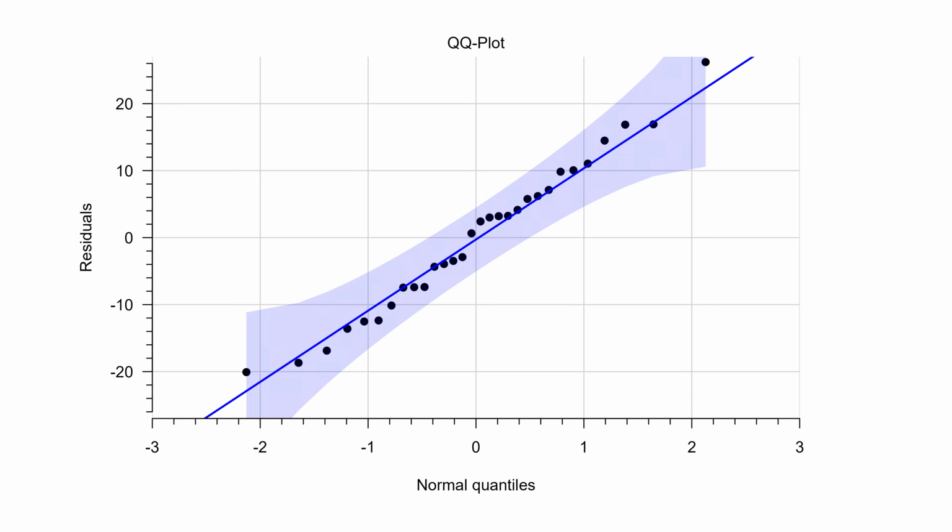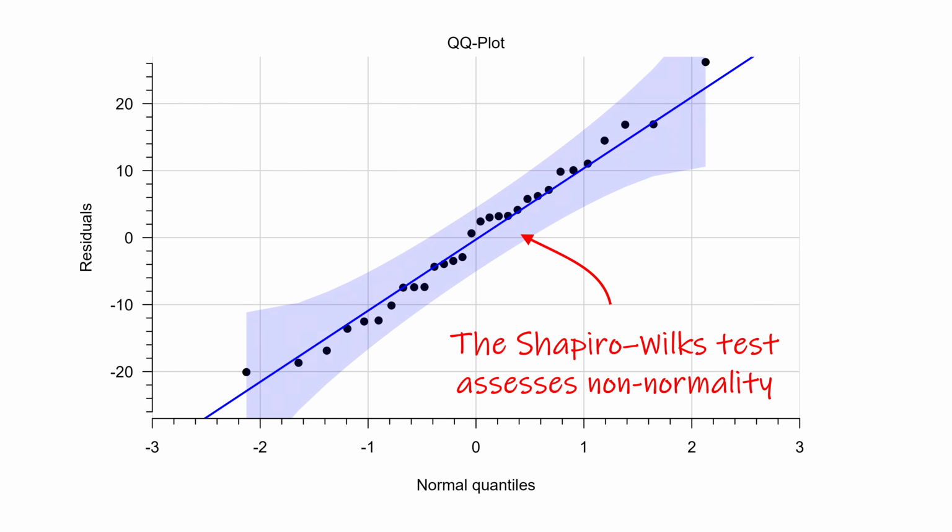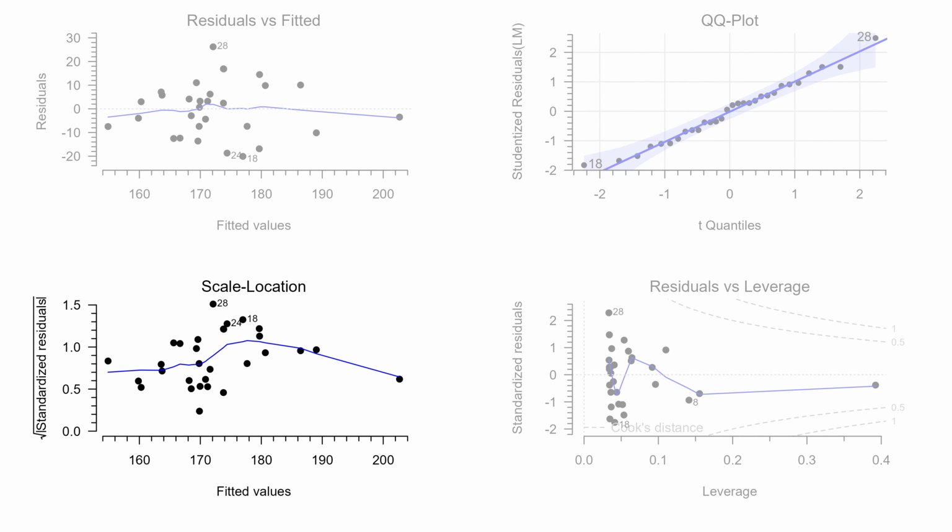If you're in doubt about the severity of non-normality, you can use the Shapiro-Wilk test with the same warning that tests can go off for various reasons unrelated to normality. So if you want to use a test, always use it in conjunction with visual diagnostics. The third plot is called a scale location plot.